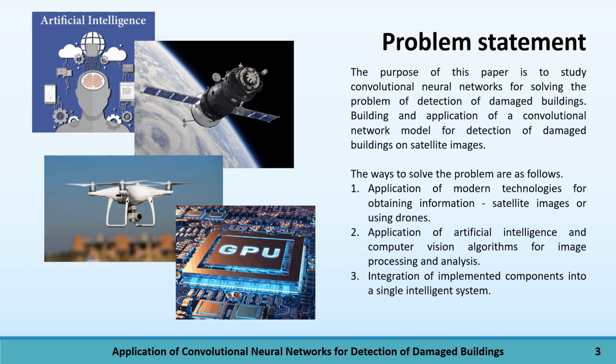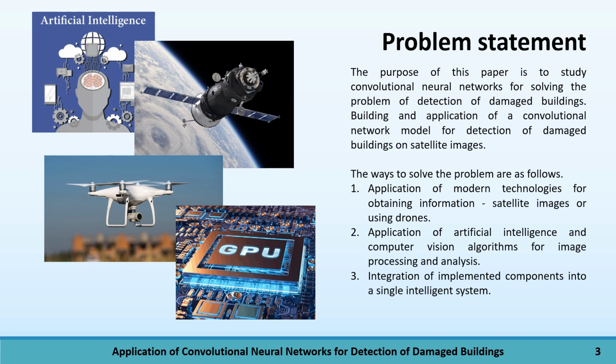The key to solving problems is finding the tools and approach. So the purpose of this paper is to study convolutional neural networks for solving the problem of detection of damaged buildings, building an application of a convolutional neural model for detection of damaged buildings on satellite images.